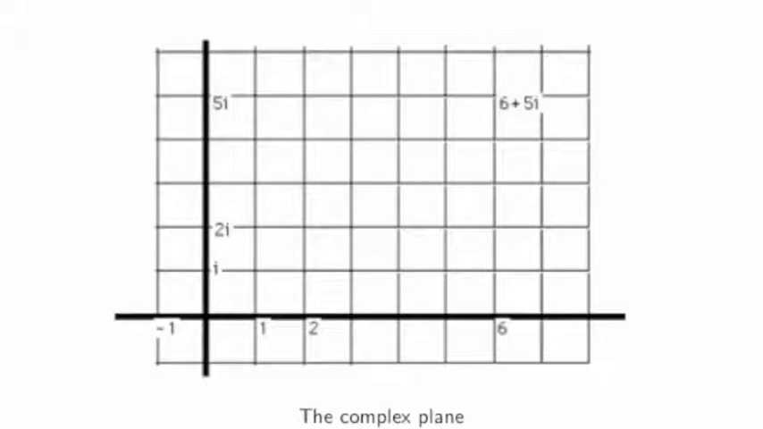Here, the horizontal axis across the bottom of the diagram is the real axis. It includes numbers like -1, 1, 2, and 6. And the vertical axis going up the page includes purely imaginary numbers like i, 2i, and 5i. Numbers like 6 plus 5i, up to the right, are where we would traditionally have (6, 5).